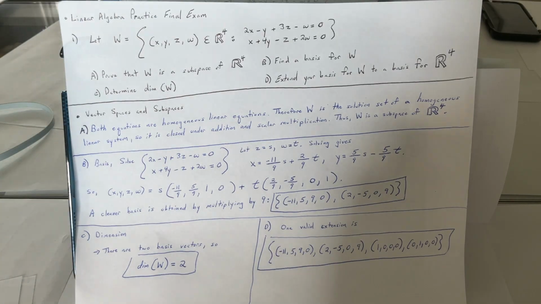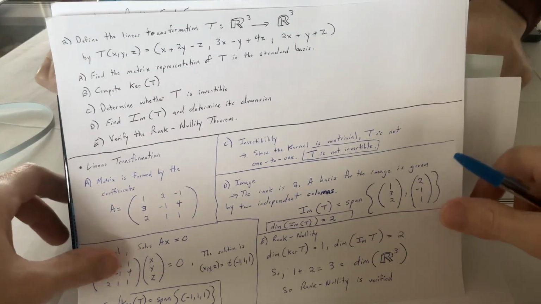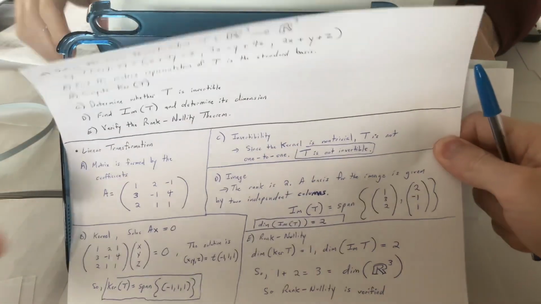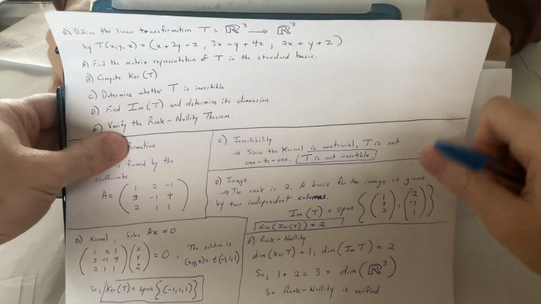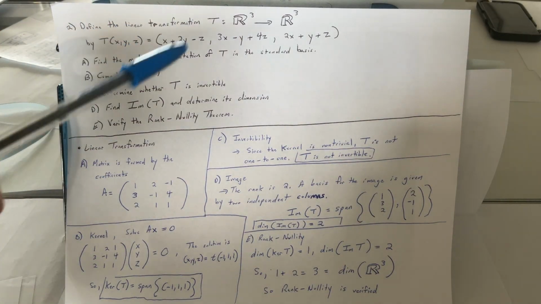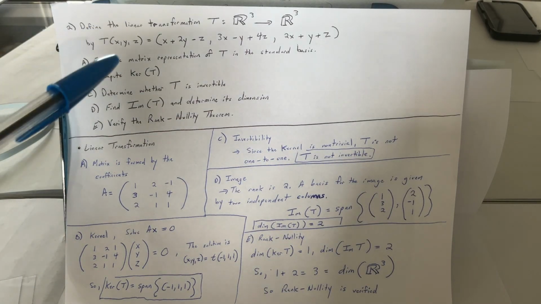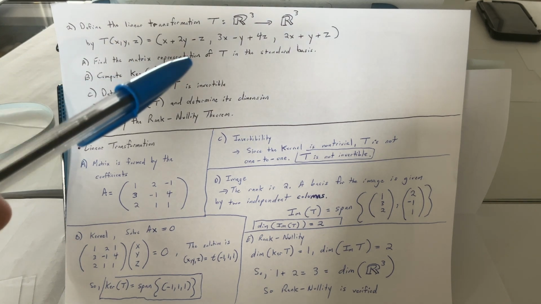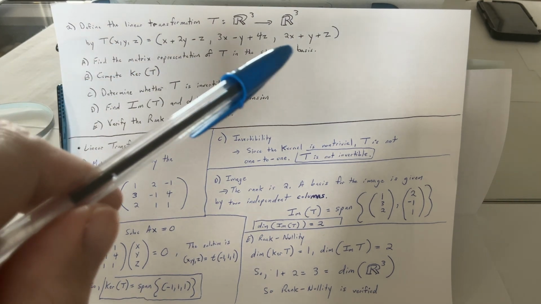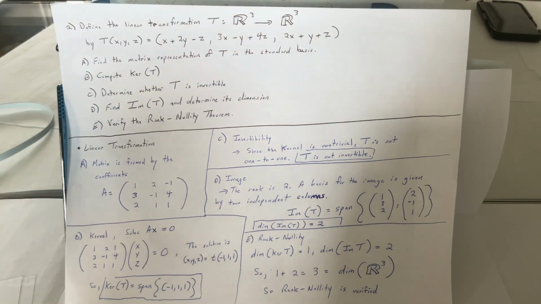Again, I'm going to go through this rather quickly. Here's number 2. Define a linear transformation T from R3 to R3 by T of (x, y, z) equals (x plus 2y minus z, 3x minus y plus 4z, 2x plus y plus z). Part A, find the matrix representation of T in the standard basis.